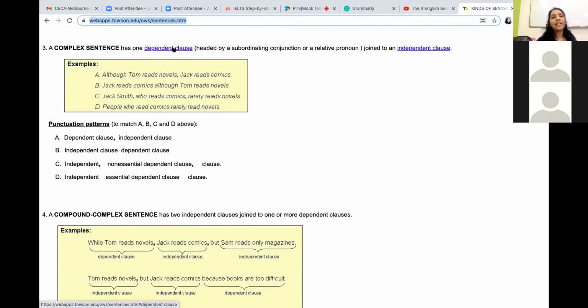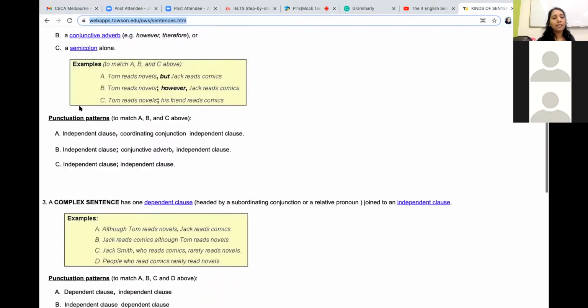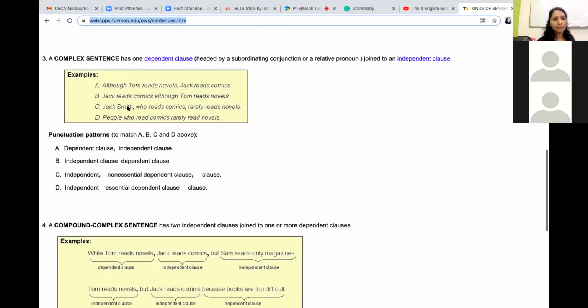Complex sentence. It has only one dependent clause. So it has one independent clause and a dependent clause. So this is important for you. You have to demonstrate that you can write simple and complex sentences. So every paragraph in your task 1 or task 2 should contain both simple and complex sentences.